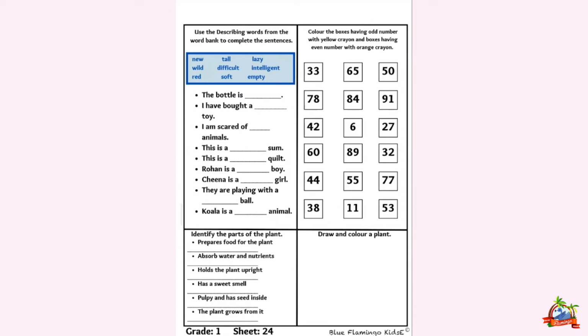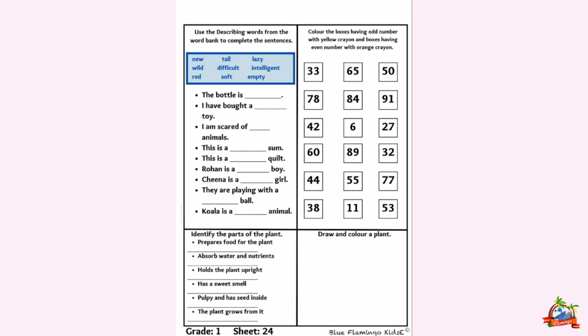Now, see the second sentence. I have bought a new toy. Main ne ek naya khilauna kharida hai. New means naya. It is also a describing word. So, this word bank is full of describing words, means it is full of adjectives.